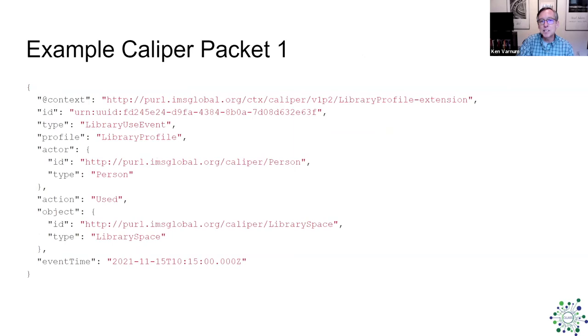The first six lines or so are basically metadata about the event. They simply say that it follows the Caliper spec version 1, part two, edition 2 of the profile extension, has some universal identifiers, and it's a type of which profile it fits under. And then it's telling you there's an actor, it's just a person. And this happens to be the highest level person. It's what any Caliper compliance system uses to say this is a person. Then it has the action used, and it has an object which is a library space.